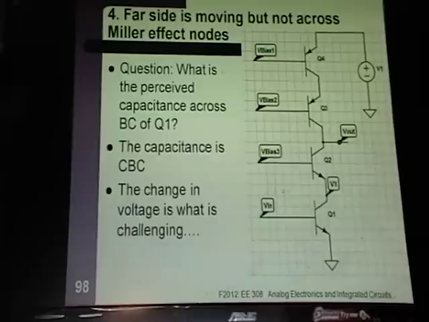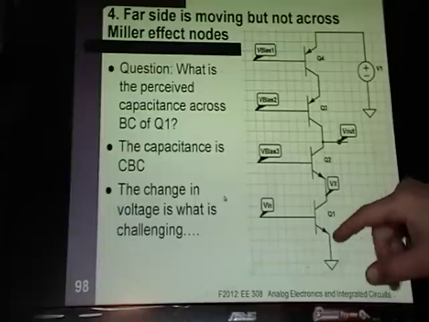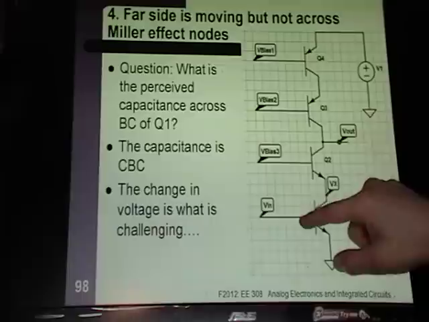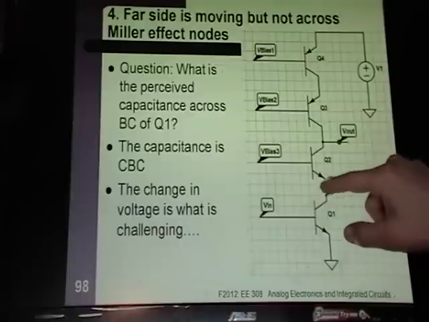Okay, let's look at another one. We looked at this one in class, so I'll make this explanation quick too. From VN, you've got a base collector capacitance, and this other side, it's not a DC value.